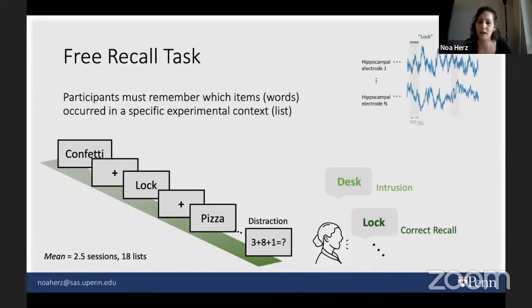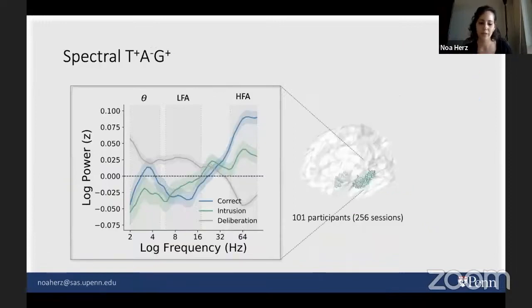Again, we take the time window just prior to the beginning of vocalization and look at the hippocampal signal in that time window. We observe a very consistent neural pattern reflective of correct recalls in comparison to intrusions. I'm calling this a spectral tag effect. It's a tag because we see an increased theta, decreased alpha, and increased gamma for correct recalls in comparison to false recalls, which you see here in green.